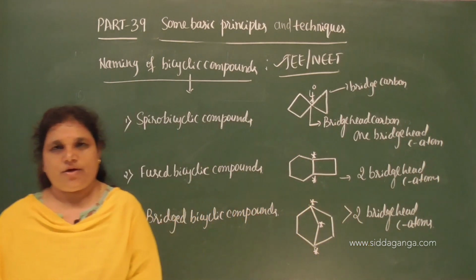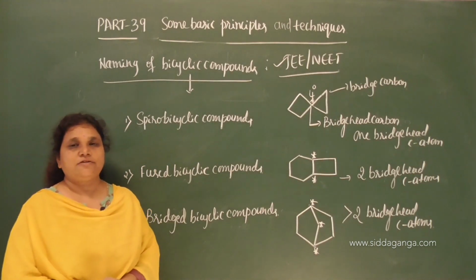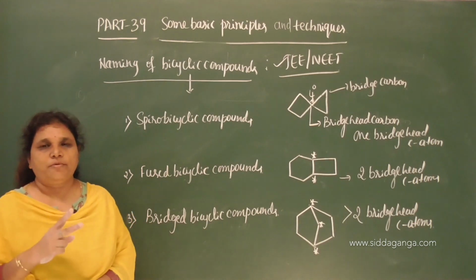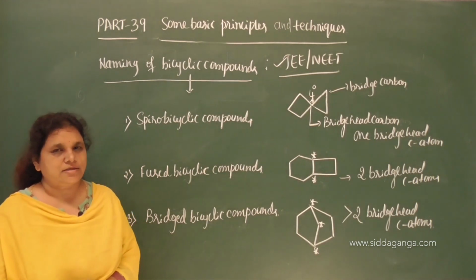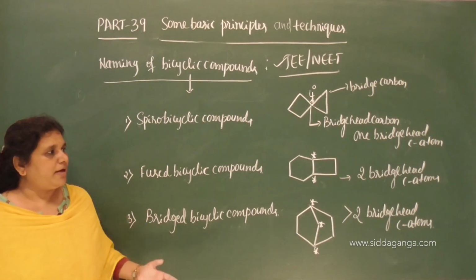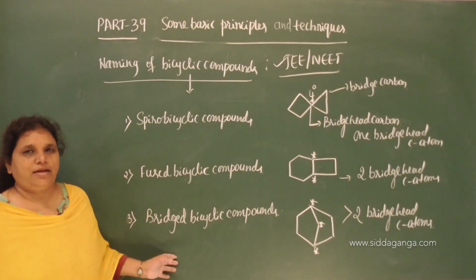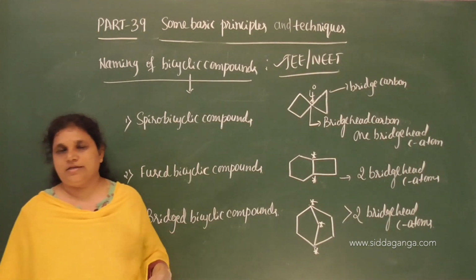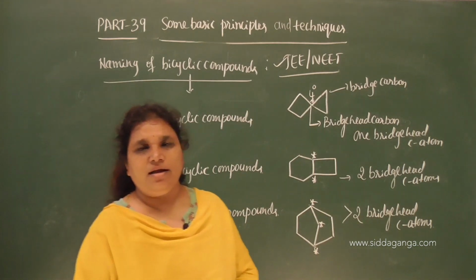I have just given an introduction on what bicyclic compounds are and what the types of bicyclic compounds are. So, the compounds containing 2 cyclic rings, depending on the number of bridgehead carbon or the carbon atoms common to the 2 cyclic rings, we can classify it into 3 types. Okay. Now, let us move on to the naming in the next class.